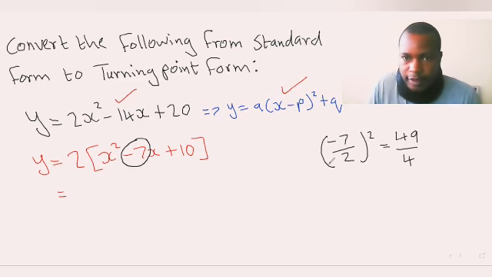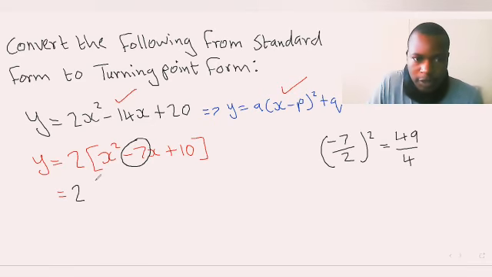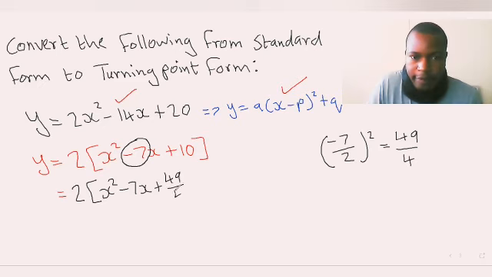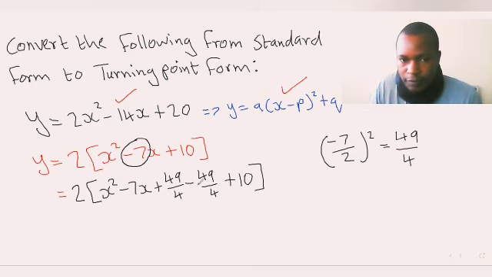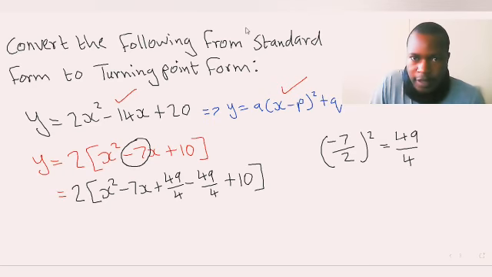Once we've done that, we then need to add it and then subtract it, so we are effectively adding 0. We can then have 2, which is still on the outside, x squared minus 7x, and we add the 49 divided by 4, then subtract it. So we haven't really tampered with the equation itself; we've only added 0. Once we've done that, this over here becomes our perfect square, which we can factor.